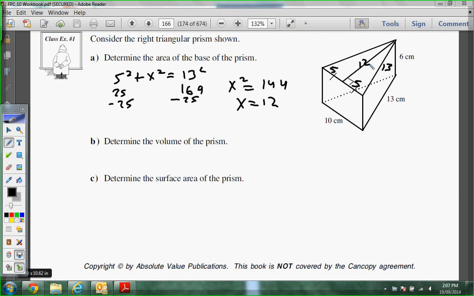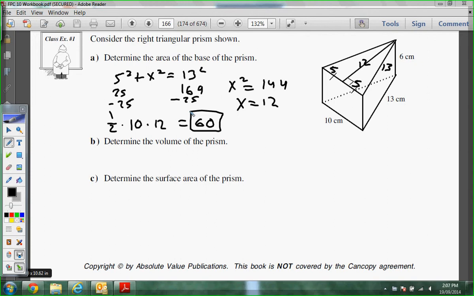So now we have everything we need to do the area of our base. The area of our base is going to be 1/2 times 10 times 12. The base is 10. The height is 12. That's going to give you 60. So the area of the base is 60. That's all it asked me to do in part A.